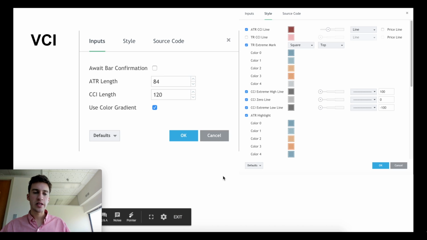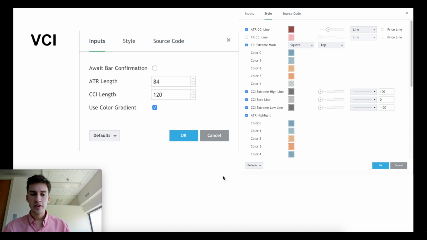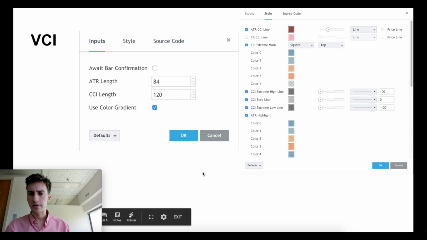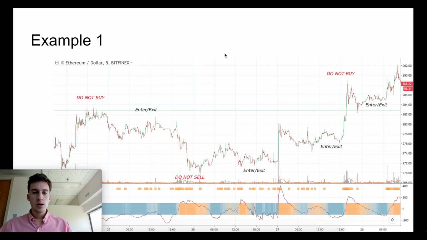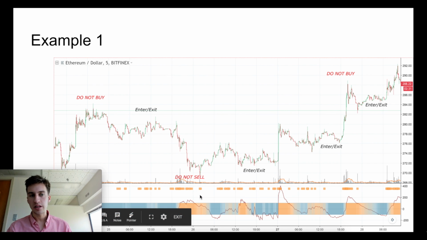All right, so this is the indicator that I'm using with the settings on the 5-minute time frame. These settings may be a bit different on a different time frame, such as the 1 hour. You may need to adjust it, but this is good for the 5-minute. Let's take a look at our first example comparing volatility to price. With this indicator, the darker the orange, the higher volatility is at that point in time. The darker the blue, the lower volatility is at that point in time.